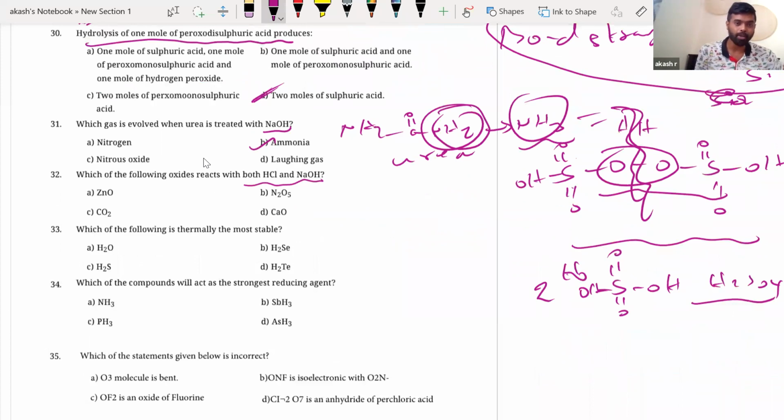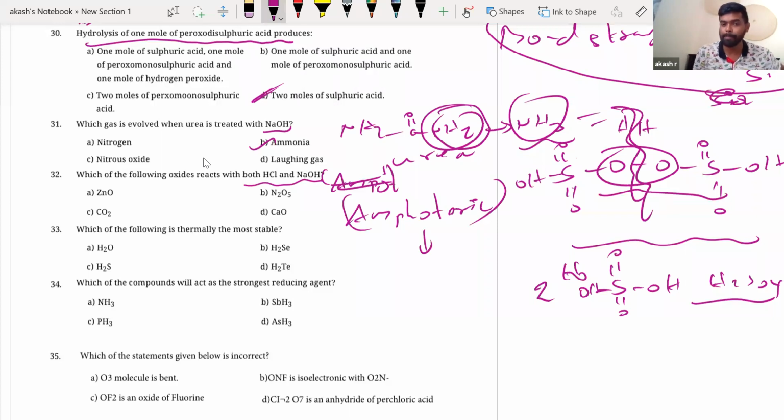It means they're asking about amphoteric nature. Now I know only two of the elements can form amphoteric compounds: one is zinc, another is aluminium. Mostly all the compounds formed by zinc and aluminium are amphoteric in nature.